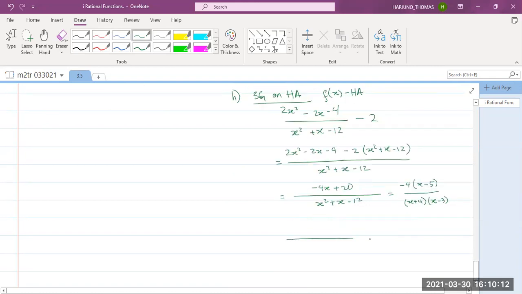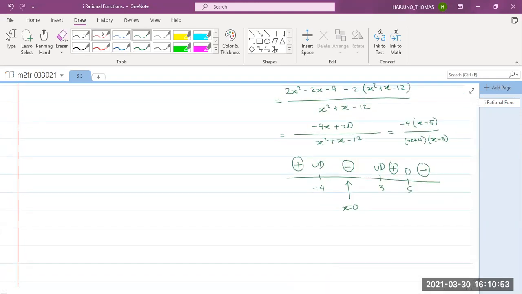Oh, good thing I do the sign graph. So you see that we have critical numbers at -4, at 3, and at 5. Okay, that's 0 here, undefined here, undefined here. When x equals 0, I get negative. So this is negative, this is positive, this is positive, this is negative. Okay, so at 5, it will intersect the horizontal asymptote, right?